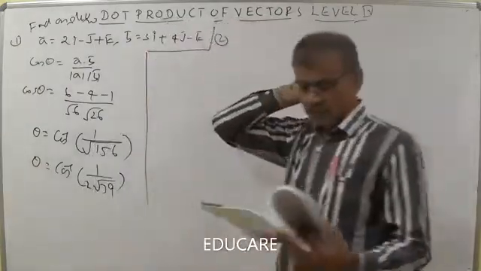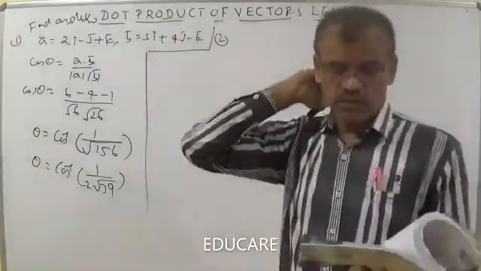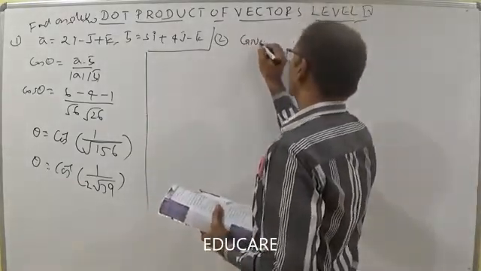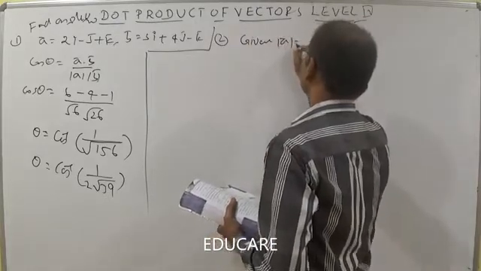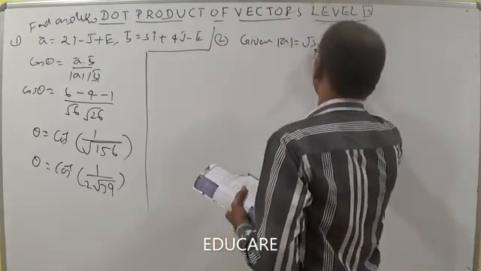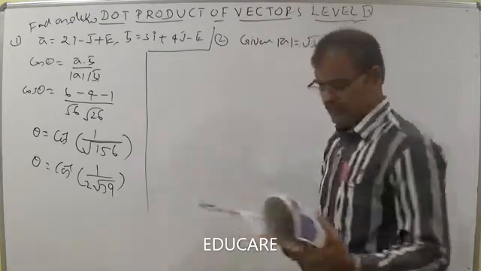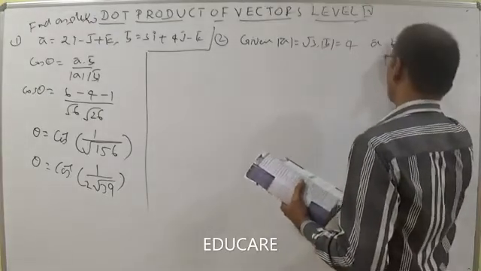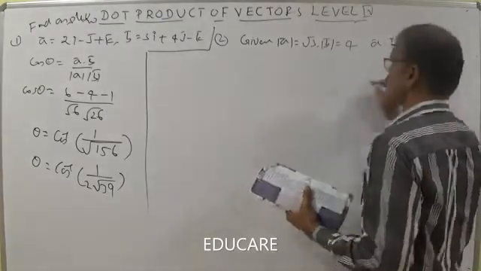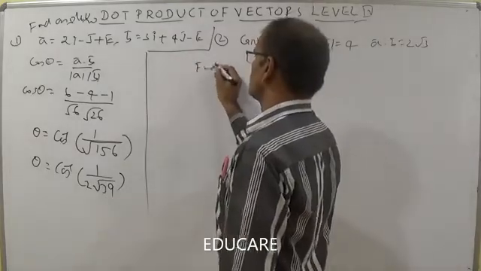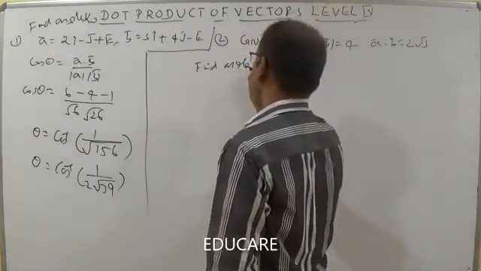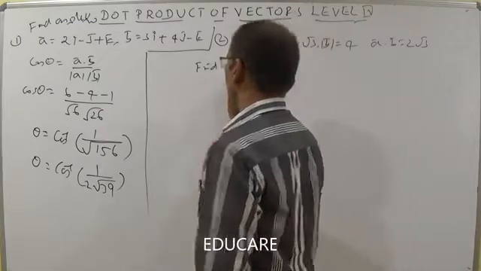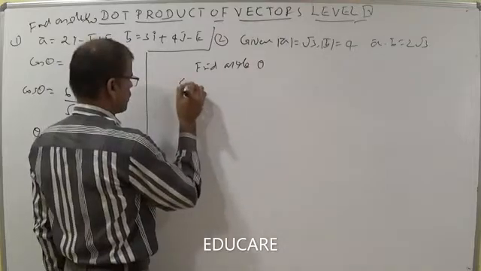Next, second one. The angle between the vectors A bar and B bar with magnitudes root 3 and 4. Given values: magnitude A is equal to root 3 and magnitude B is equal to 4, and A bar dot B bar is equal to 2 root 3. Find angle. So what is the data given and what we should find out? Find angle theta.